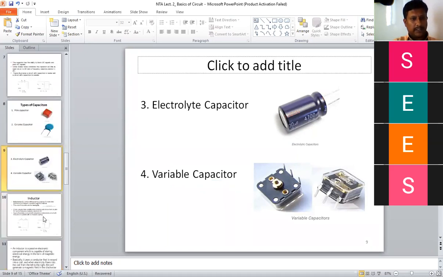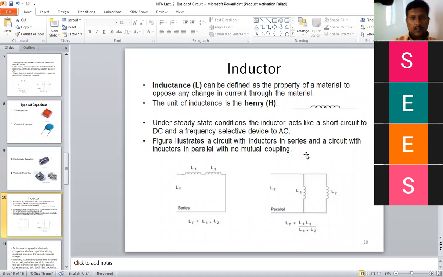Now next one, inductor. How does it get formed? What is the definition? What is the unit? Inductance can be defined as a property of the material which opposes any change in current. Don't confuse resistance and inductance. Resistance always opposes the current value, but inductance opposes the change in current value. It will try to pass a constant current value. Until the current becomes constant, it will try to oppose.